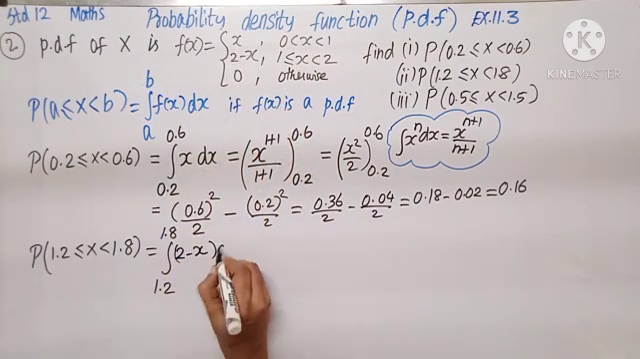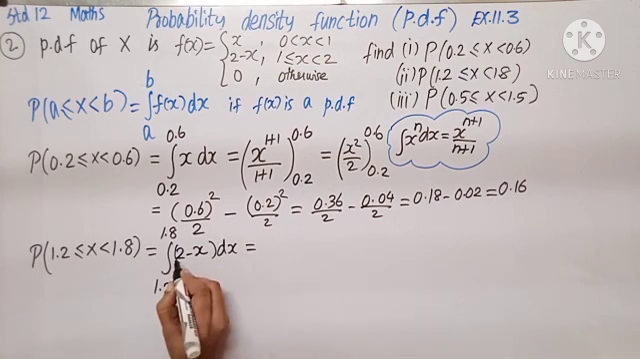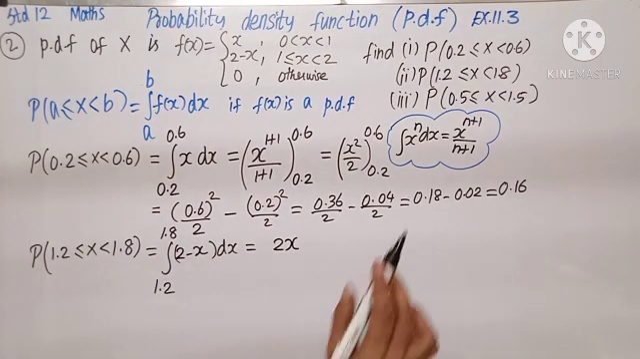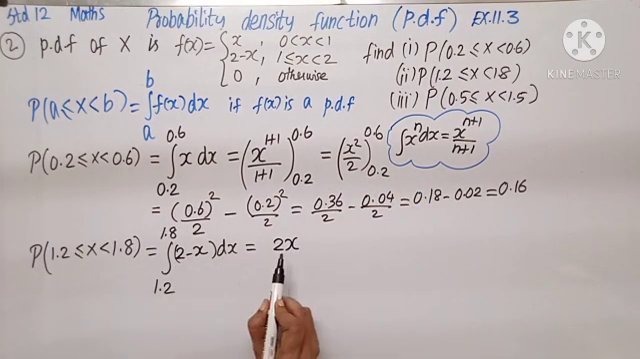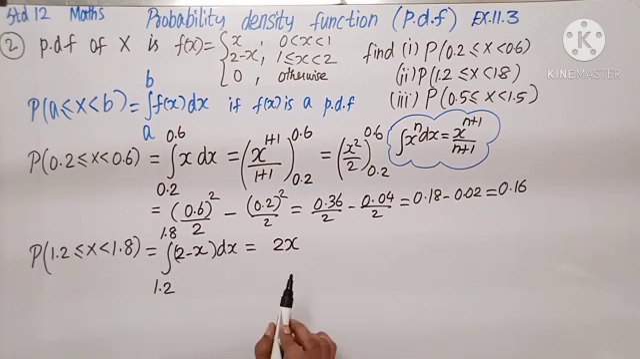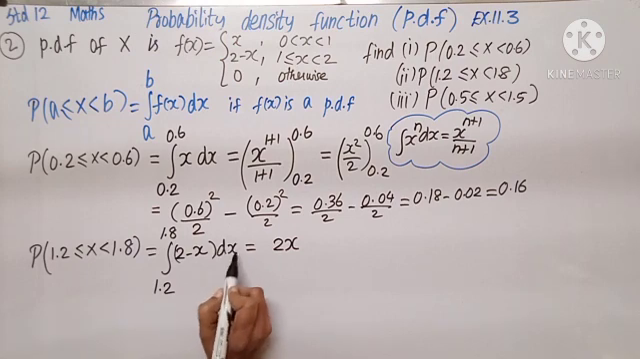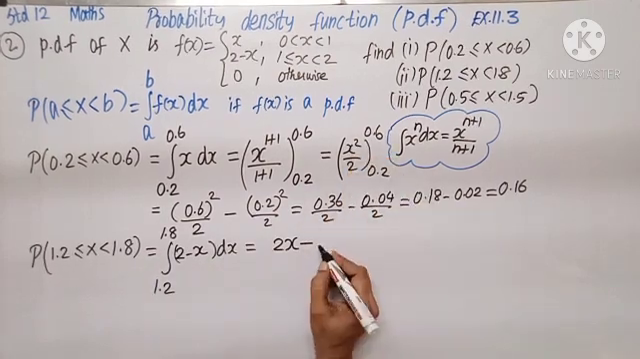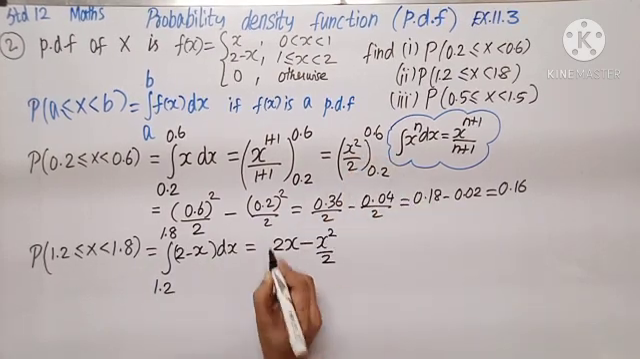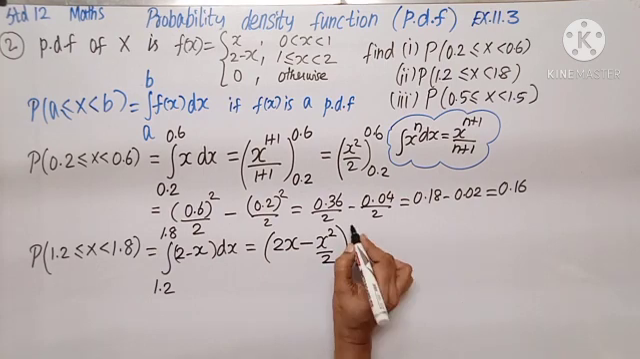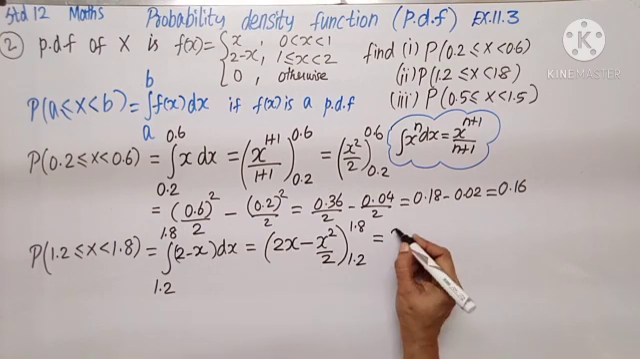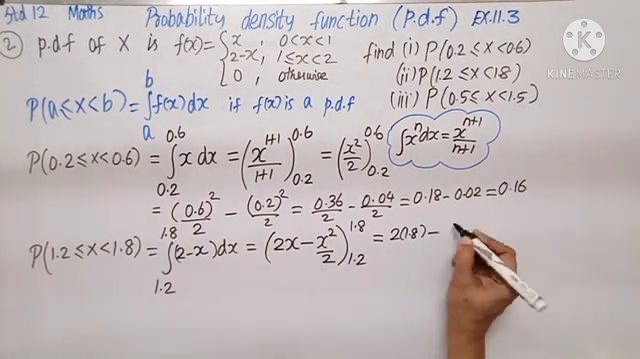As I integrate 2 minus x, the constant 2 will become 2x. Remember, in integration, 2 will become 2x, 3 will become 3x, 4 will become 4x, and so on, as I have dx here. Minus, for x, we apply the same formula, x square by 2, between the limits 1.2 to 1.8. Just substitute. Wherever x is coming, 1.8.